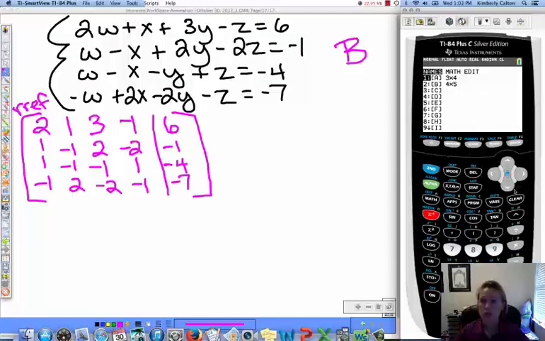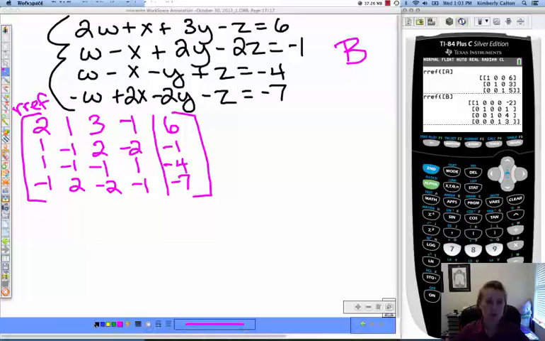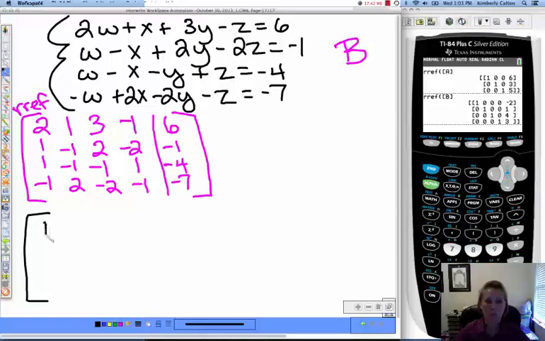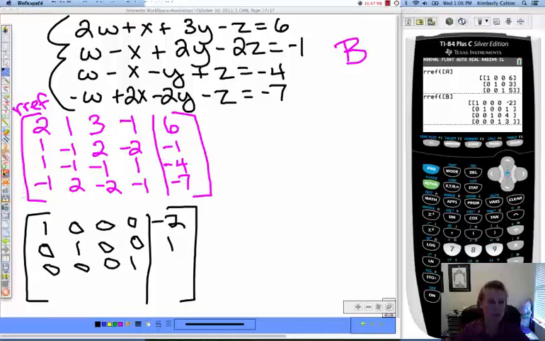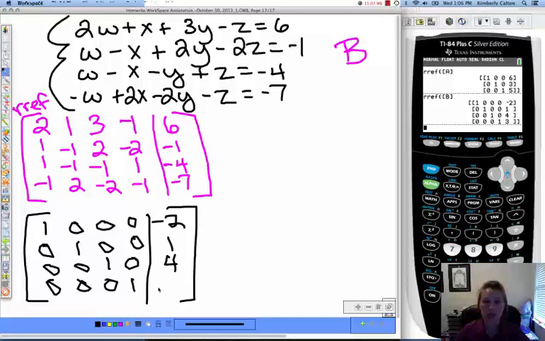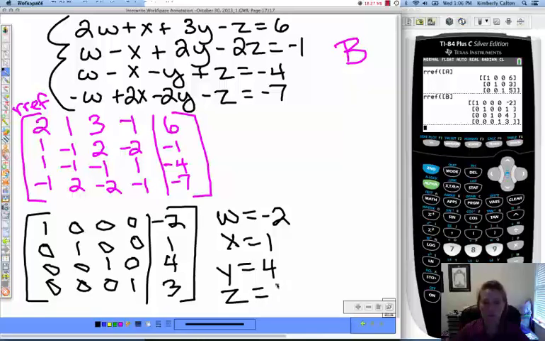And this time I want to use matrix B. So I simply go down under names and use matrix B. And it pops back an answer. And the answer is the matrix 1, 0, 0, 0, negative 2, 0, 1, 0, 0, 1, 0, 0, 0, 1. Oops, I made a mistake. I got carried away. 1, 0, 4, and 0, 0, 0, 1, 3. So remember, we started with w, so w equals negative 2, x equals 1, y equals 4, and z equals 3. And this is the complete version of everything you'll need to know to solve by Gaussian elimination and Gauss-Jordan reduction.